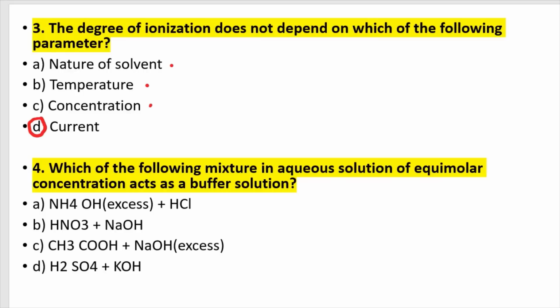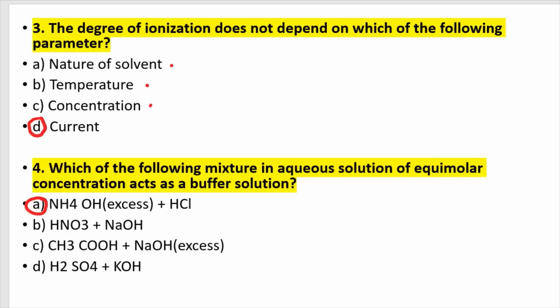the concentration. Number 4. Which of the following mixtures in aqueous solution of equimolar concentration acts as a buffer? So this is excess ammonium hydroxide and hydrochloric acid, and then you have hydrogen nitrite and sodium hydroxide. Then you have methanoic acid plus sodium hydroxide excess, and you have sulfuric acid and potassium hydroxide. So the answer here is ammonium hydroxide excess plus hydrochloric acid.